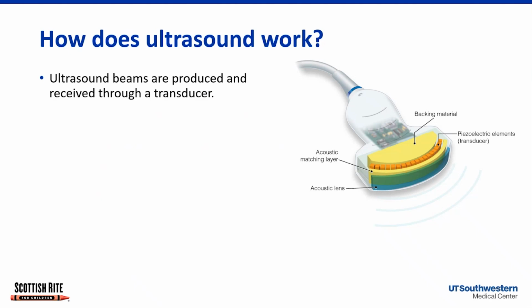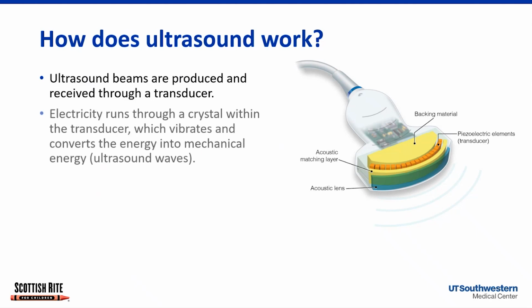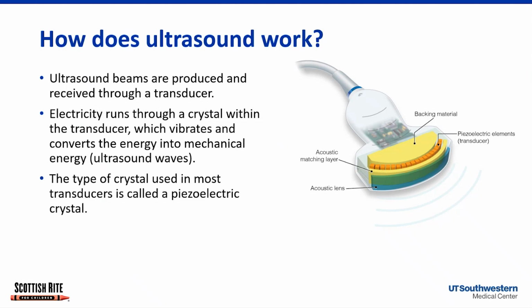So ultrasound beams are produced and received through what's called a transducer. Here's a picture of a transducer there on the side. So what happens is the transducer gets electricity. The electricity then helps these little tiny crystals vibrate, right? So that turns electrical energy into mechanical energy. As those crystals vibrate, it produces sound waves, okay? And then those sound waves are put out through the end of the transducer and they go into the tissue, okay? The name of these crystals are called piezoelectric crystals, or it creates what's called a piezoelectric effect, all right?